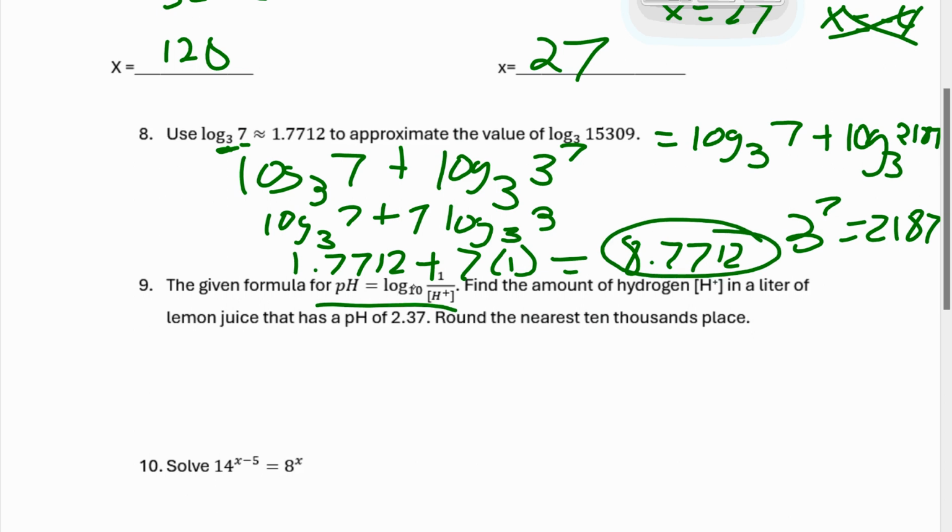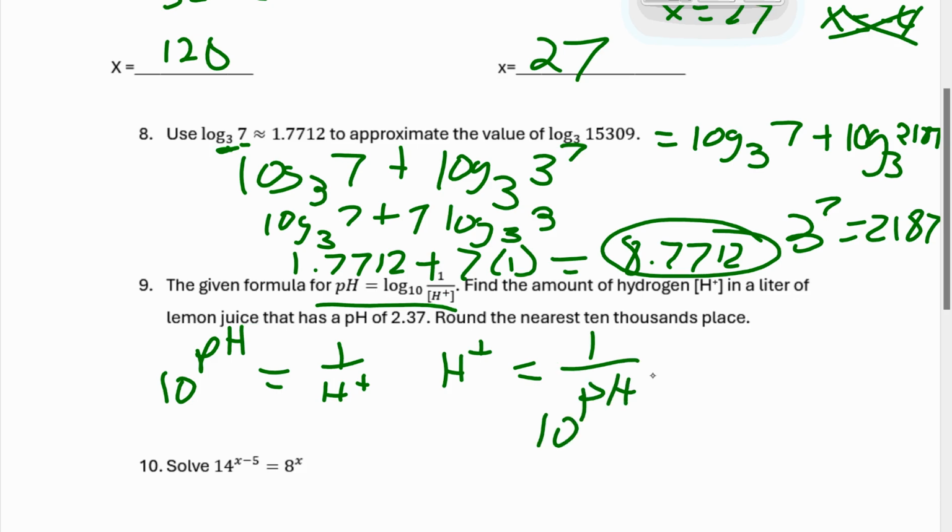Okay, this next one, I'm going to solve this equation that is already solved for pH for H+. So I need to rewrite this as an exponential, right? So 10 raised to pH is equal to 1 over H+. Well, since this is a fraction, I can just flip it and get H+ equals 1 over 10 raised to pH, right?